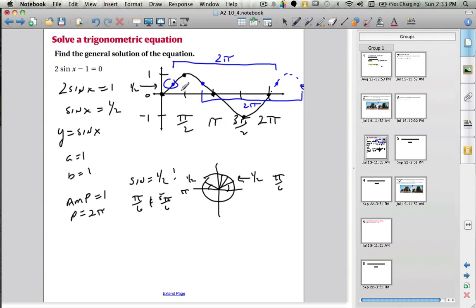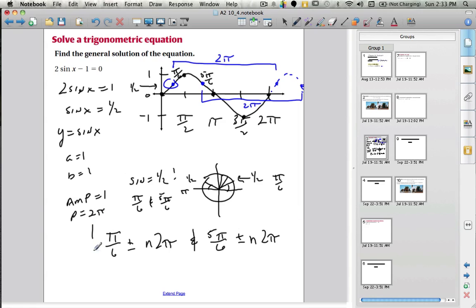So if this is pi over 6, and this is 5 pi over 6, then I know that my general solution is pi over 6 plus or minus n times 2 pi, meaning any number of sets of 2 pi. And I also have a solution at 5 pi over 6 plus and minus n times 2 pi.